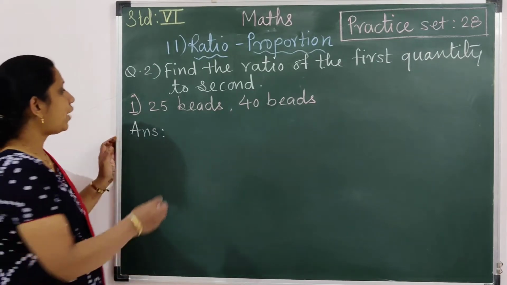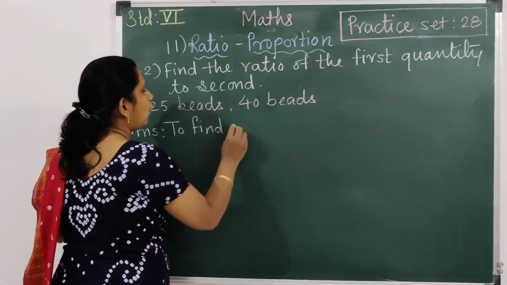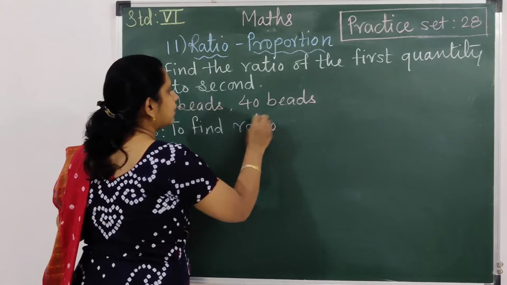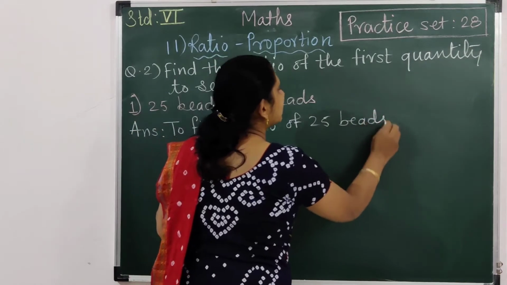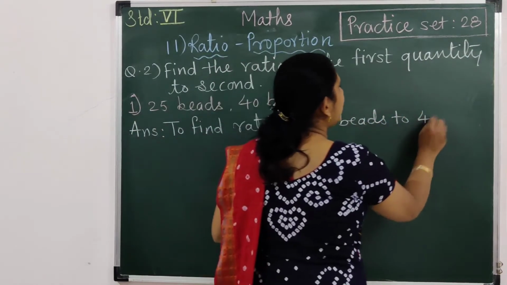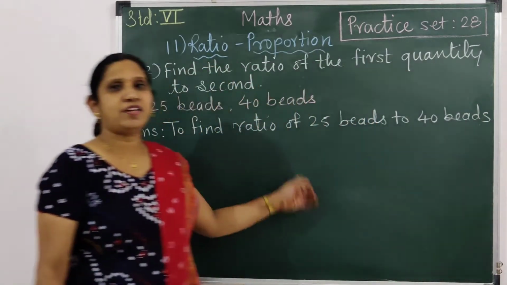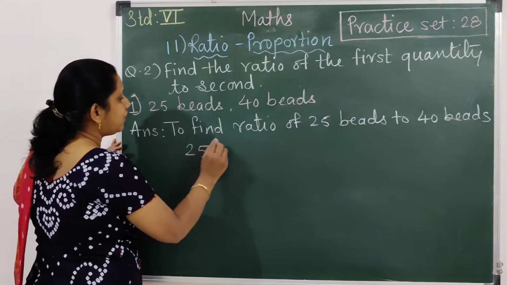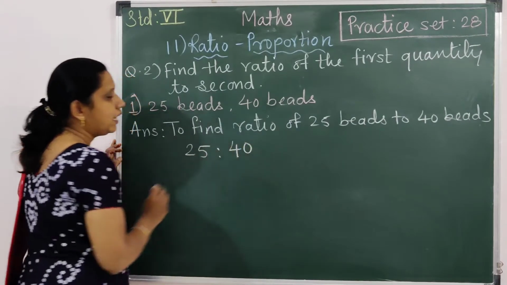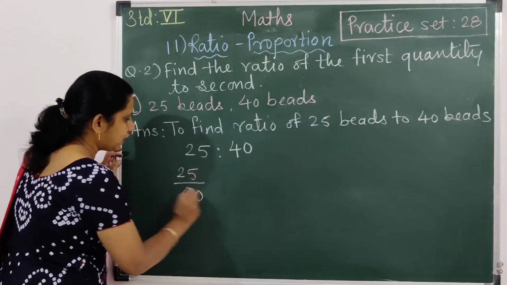It means we have to find the ratio of 25 beads to 40 beads. How will we write it? 25 is to 40. It means 25 upon 40.